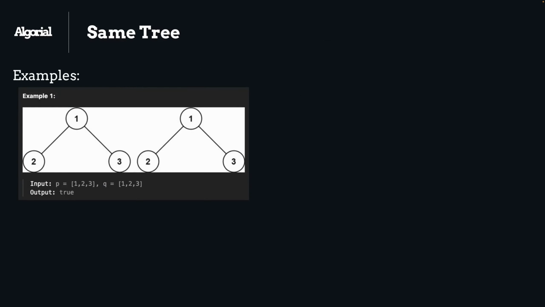First example here. We have two subtrees and every single node of them has the same value and is placed in the same subtree location. We have one as root, two in the left and three in the right. So we return true for it.